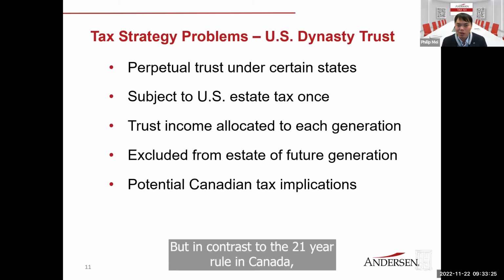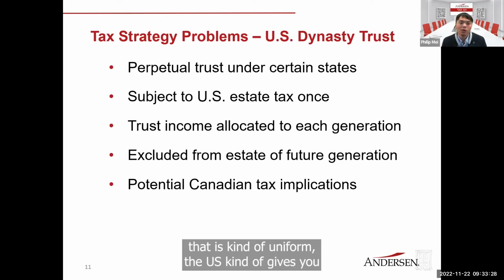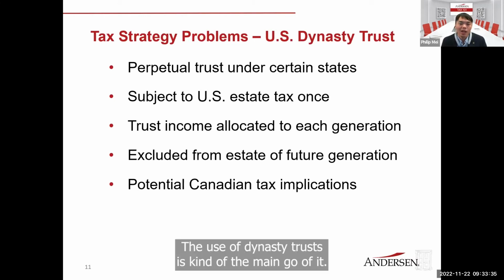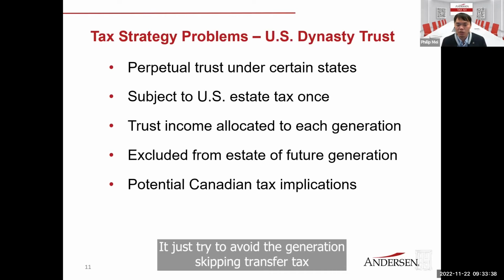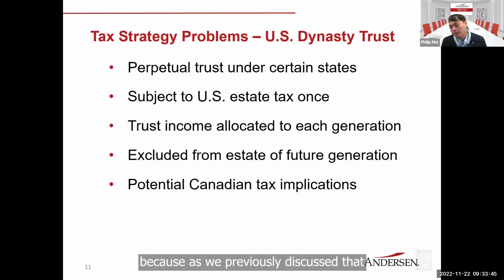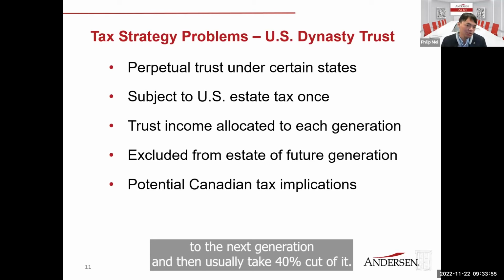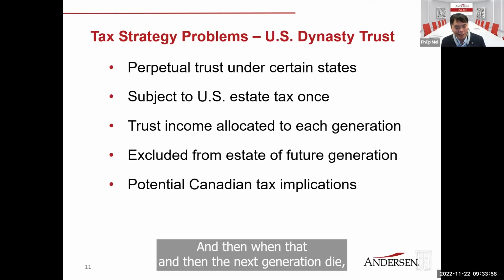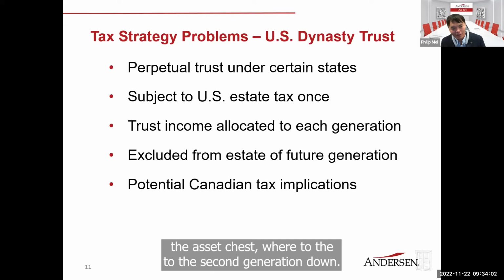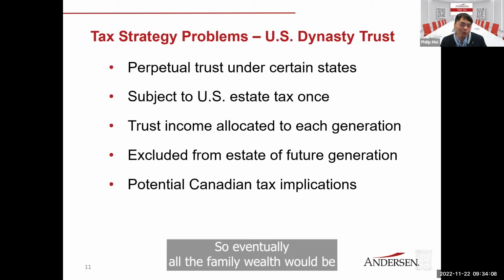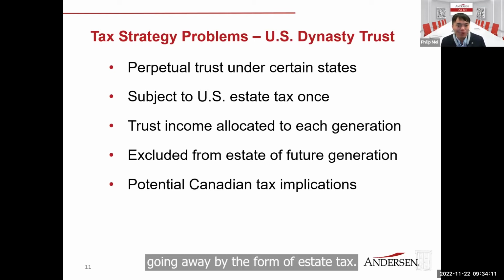But in contrast to the 21-year rule in Canada, which is uniform, the US gives you more flexibility. The main goal of using a dynasty trust is to avoid the generation-skipping transfer tax, because as we previously discussed, if a wealthy family, whenever the taxpayer died, they pass the estate to the next generation, and then the IRS usually takes a 40% cut of it, and then when the next generation dies, the asset transfers to the second generation down, and then it takes another 40% cut. So eventually, all the family wealth would end up going away in the form of estate tax.